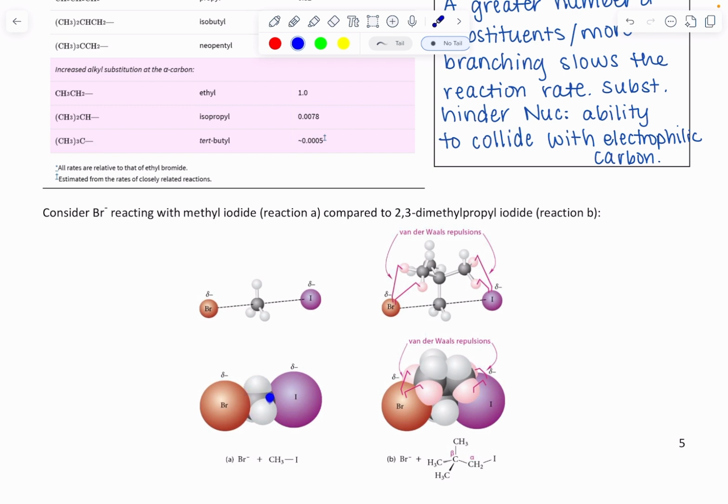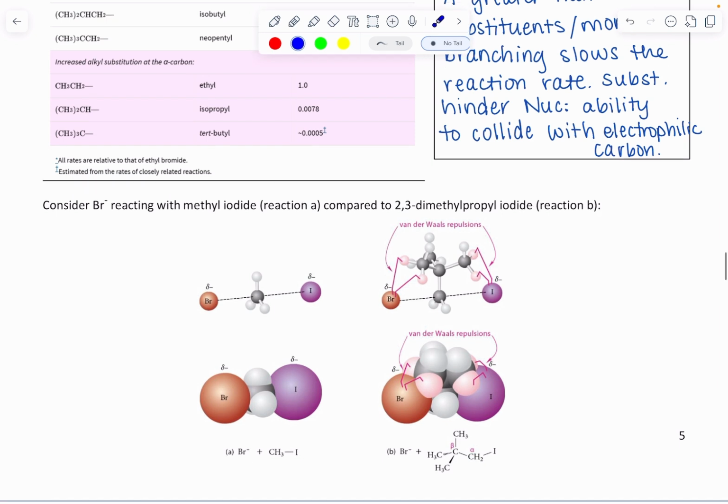If we use this space-filling model, this better represents the space that electron clouds occupy. And so there's more room on the side of that carbon that the iodine is not on, and then the iodine can leave.